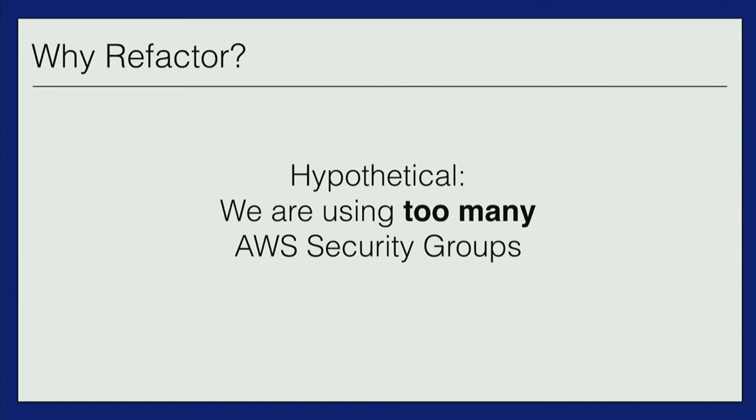So let's pose a hypothetical. Let's say that our company says that we are using too many AWS security groups in our virtual private cloud. So the default limit is 500 security groups per AWS VPC. And yes, you can increase that limit by requesting it from AWS, but again, for the sake of the example, let's say our company does not want to increase that limit.